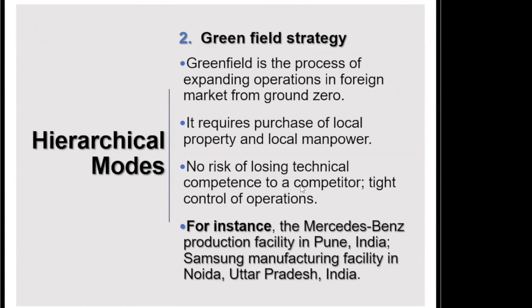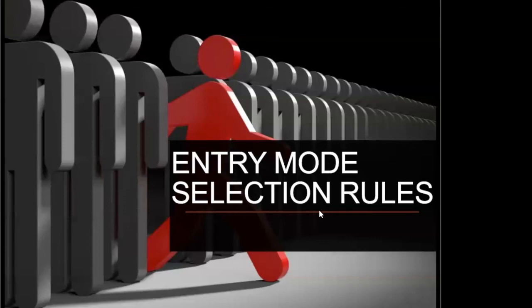And that is for the hierarchical modes. So thus far, we have gone through all the 3 types of modes along the continuum we talked about, from the export mode to the intermediate or contractual modes, and then the hierarchical modes, right? Now, in the event that the firm chooses any of these modes, there are certain rules that we can see them adhering to. And we refer to them as the entry mode selection rules, and there are 3 of them.